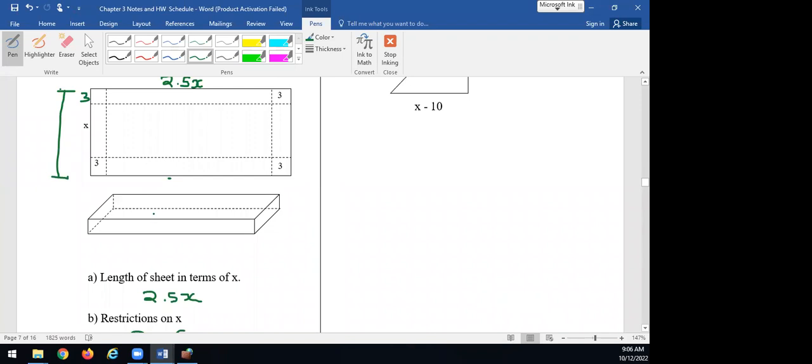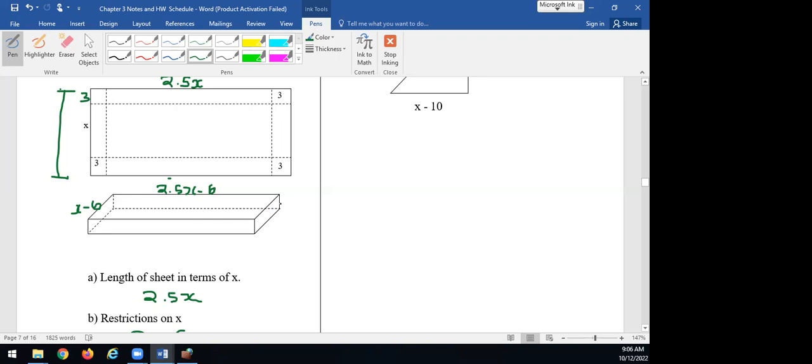What is the length of the box now? Not the metal, but the box. What will be the length? 2.5x minus 6, right? Because they remove 6 from it, 3 from each corner. Sorry. What would be the width? Right here, the width. x minus 6, very good. So it wouldn't be x minus 3, because you remove 3 from each corner, so it's 6 in total.